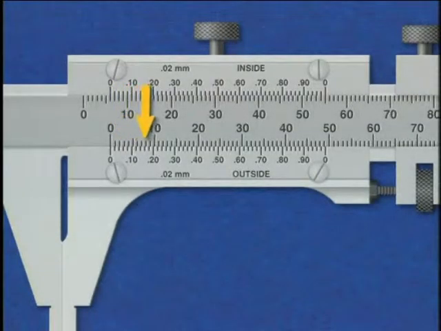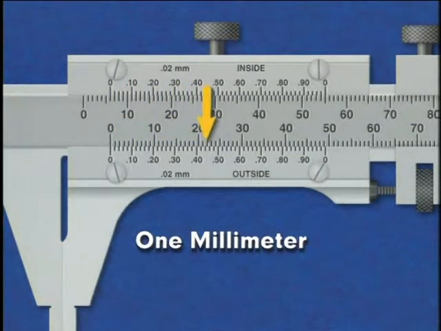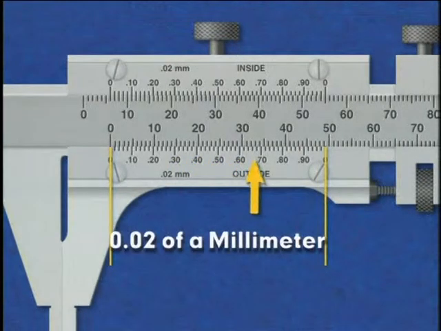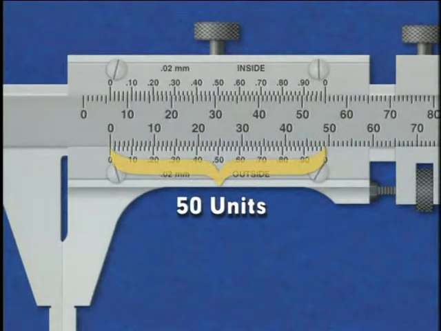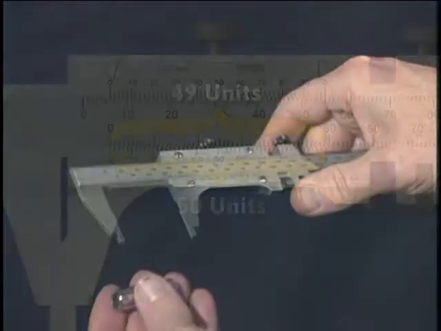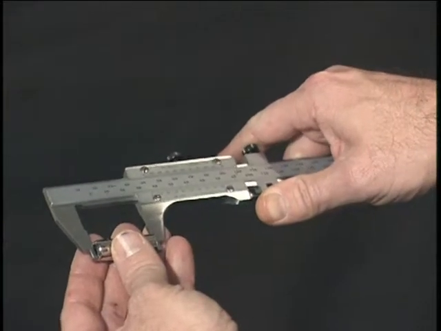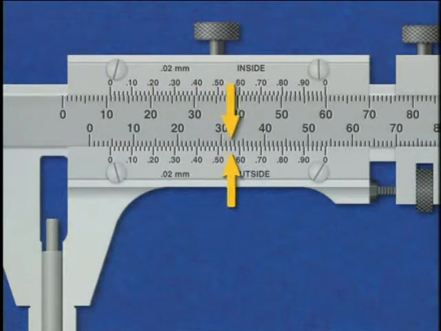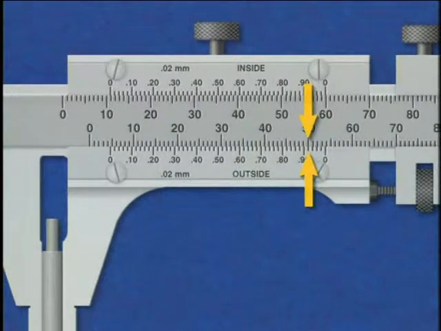Each graduation on the stationary bar represents 1 millimeter. The vernier plate essentially divides 1 millimeter into 50 units, with each graduation representing 2/100ths of a millimeter. These 50 units represent exactly the same distance as 49 units on the stationary bar. Because of this minute difference, when a measurement is taken, only one graduation on the plate will exactly coincide with a graduation on the stationary bar. This intersection is where the fractional portion of a vernier caliper measurement is read.